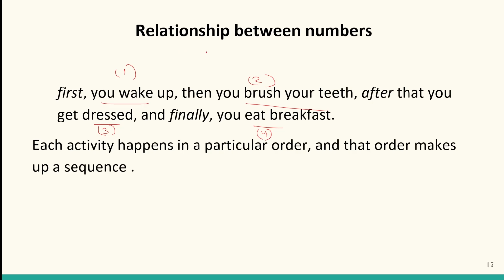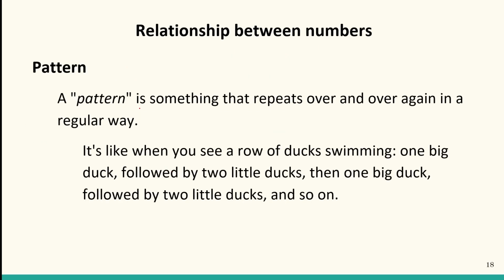So a sequence is basically a pattern where each activity happens in a particular order. Order is very important here, and that order makes up a sequence. Here, the order of first waking up, then brushing your teeth, then getting dressed, and finally eating your breakfast is the sequence. So what is a pattern? A pattern is something that repeats over and over in a regular way.